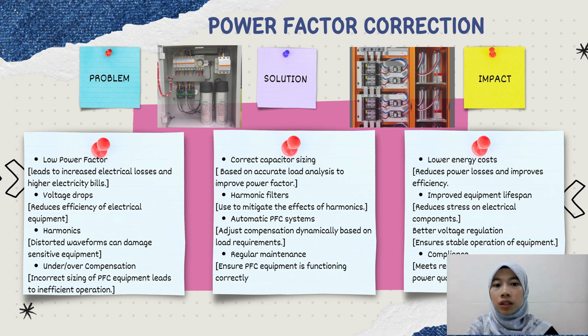And for the impact of the power factor correction, the benefits include lower energy costs due to reduced power losses and improved efficiency. Second, improved equipment lifespan is a result of reduced stress on electrical components. Lastly, better voltage regulation ensures stable operation of equipment. Compliance with regulations for power quality is also achieved. And next, I will show an example of the schematic diagram.